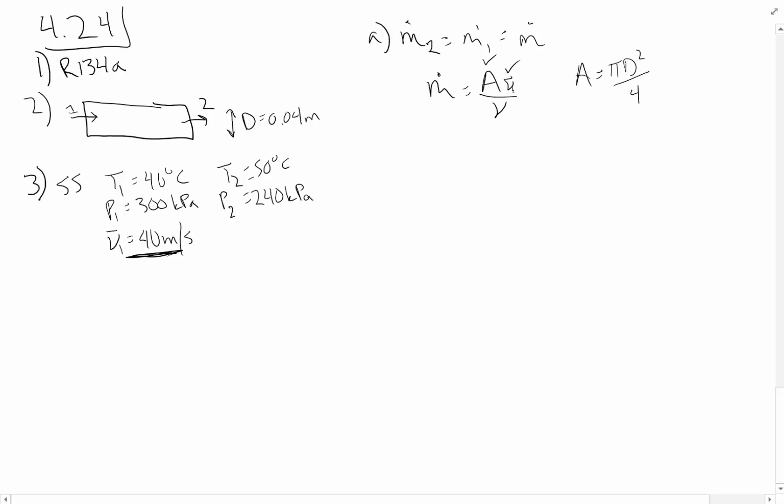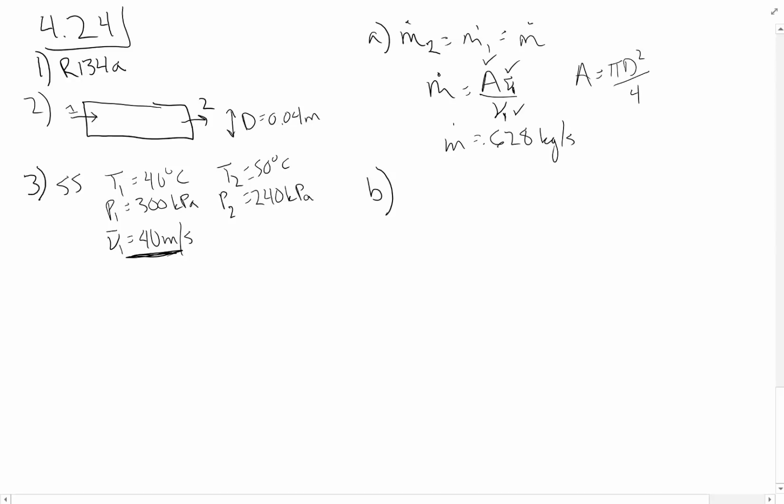And I guess I should write velocity 1 and specific volume 1 because I know the velocity at the inlet, so I need the specific volume also at the inlet. And I have two properties, so that means I know specific volume 1. And if you do the math on this, what you should find is that the mass flow rate is 0.628 kilograms per second. All right, so there is one part done and gone. Time to start part B.